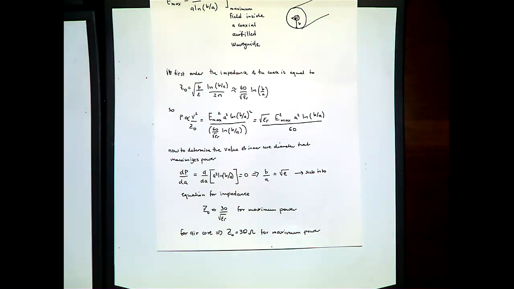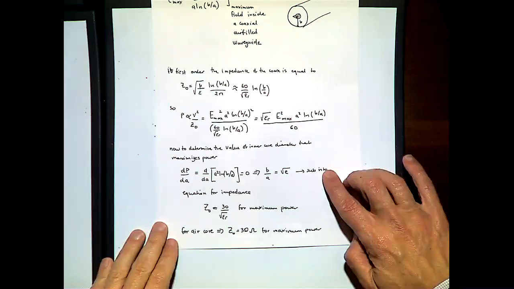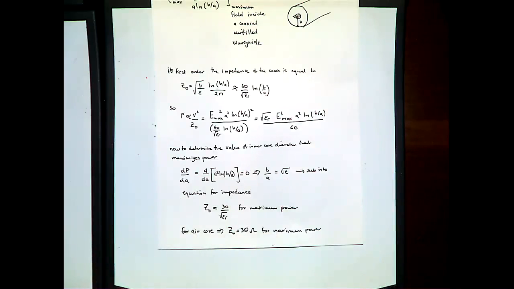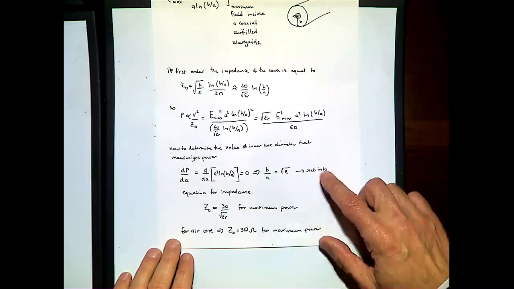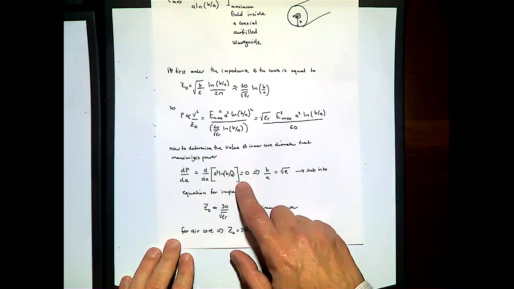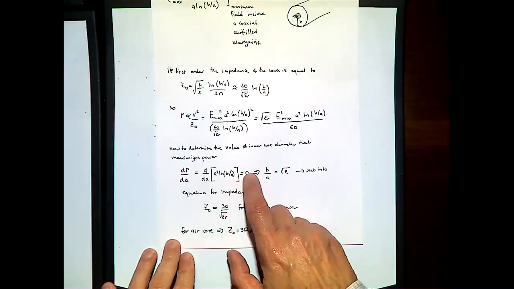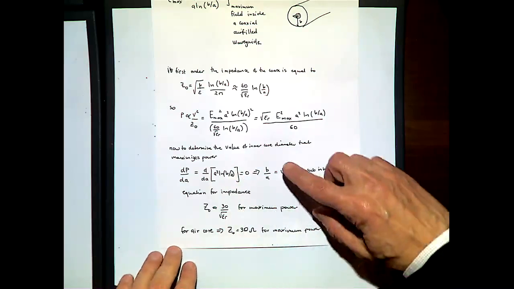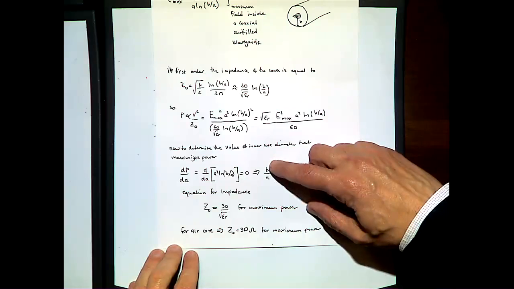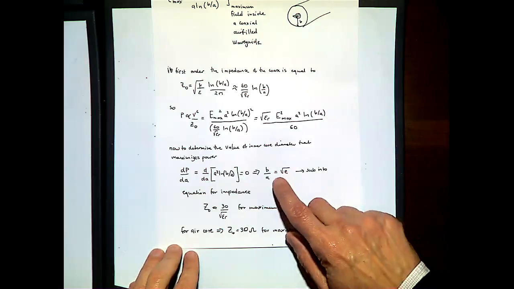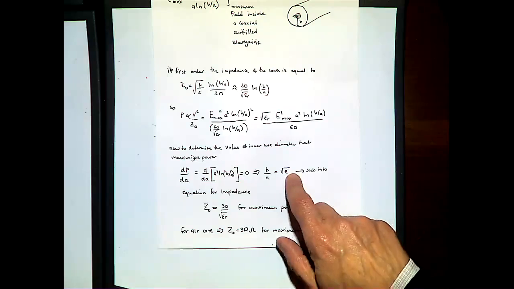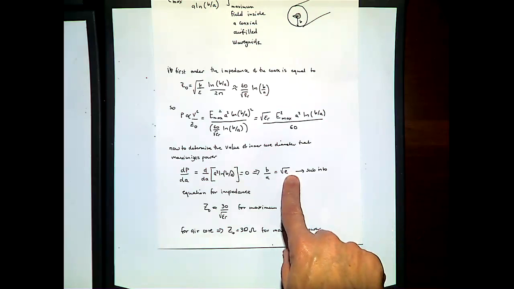Right, I've got to take a derivative. Who doesn't know that? Everyone knows that? You take the derivative, and after a little bit of mathematics, what you can actually show is that the derivative has a stationary point, which corresponds to a maximum, when the ratio of the outer core diameter to the inner core diameter equals the square root of e, where e is 2.718.